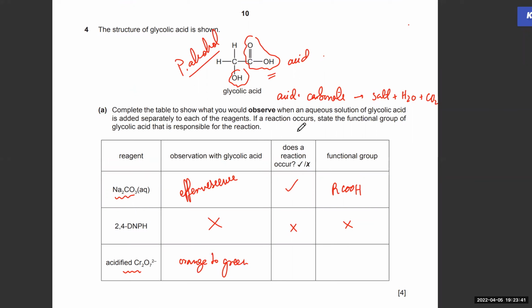Does a reaction occur? Obviously it does. State the functional group involved. It's the primary alcohol, the OH. Sir, what does the acid oxidize to? The alcohol is the one that's going to get oxidized.